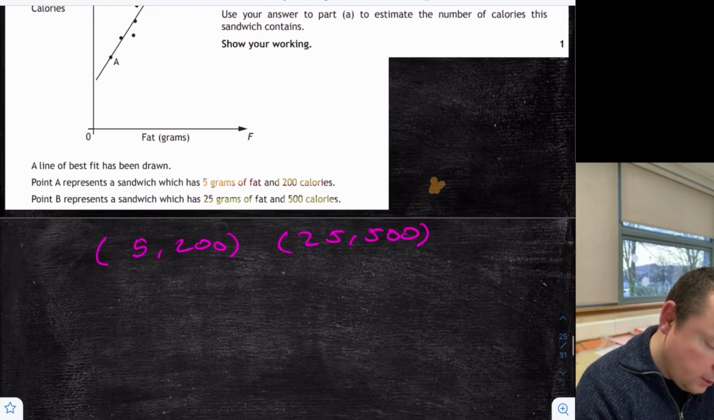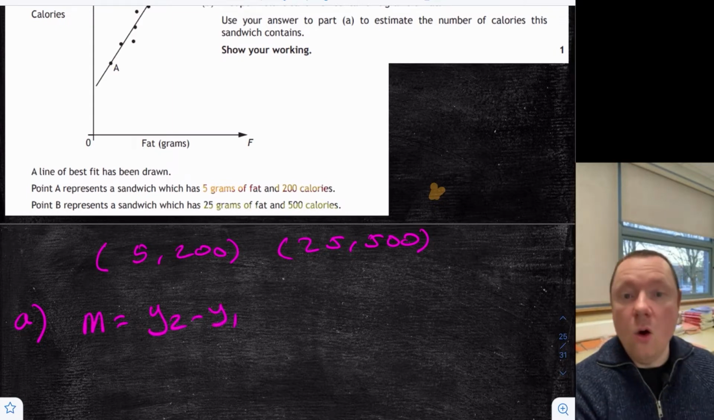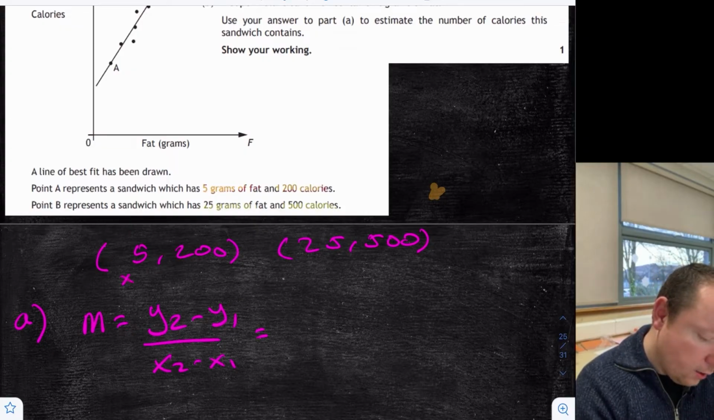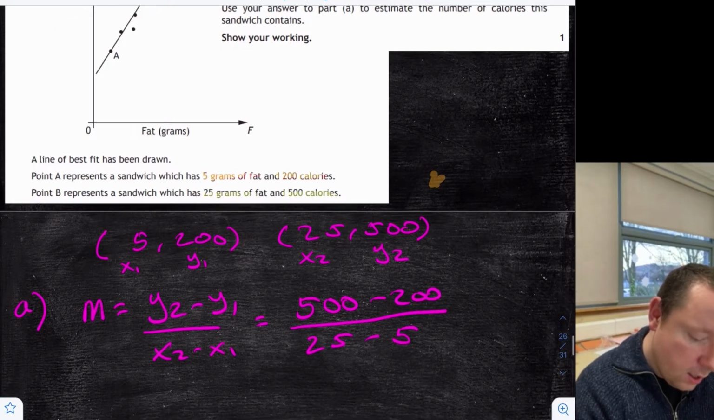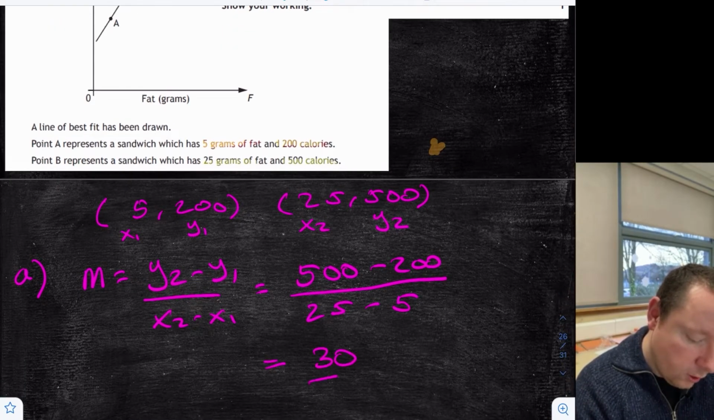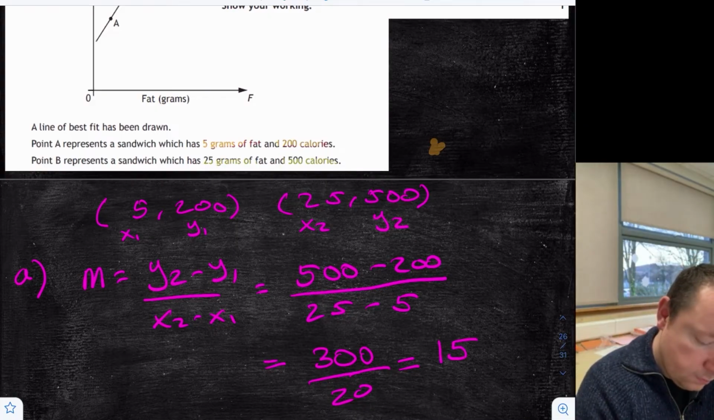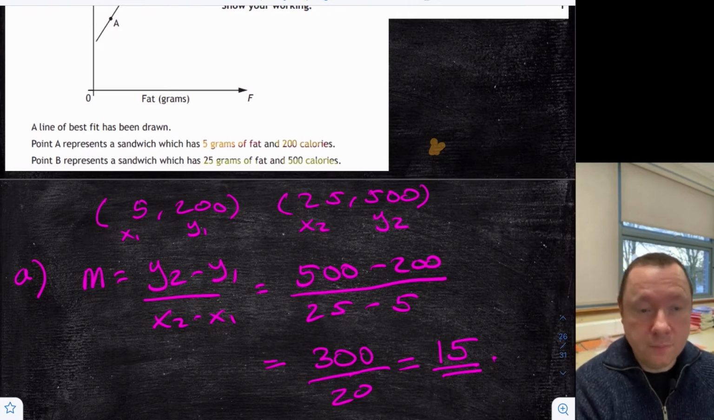So for question A, to get the equation of a line, well, we need the gradient, which remember is y2 minus y1 over x2 minus x1. So x1, y1, x2, y2. That gives me 500 minus 200 on the top, 25 minus 5 on the bottom. Non-calculator, so that gives us 300 over 20. Well, that gives us 15 as our gradient. And we've got a mark there for getting 300 over 20 or 15.